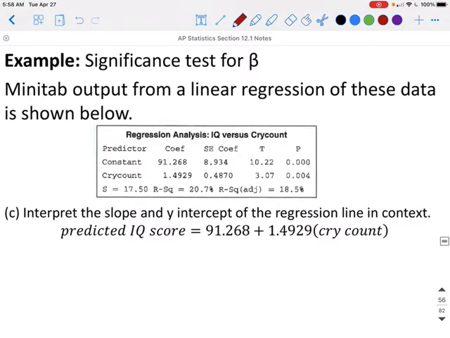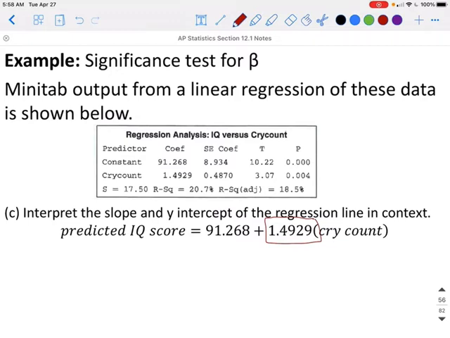Interpret the slope and the y-intercept of the regression line in context. So when we're talking about the slope, for each additional cry peak in the most active 20 seconds, the regression line predicts an increase of about 1.5 IQ points.